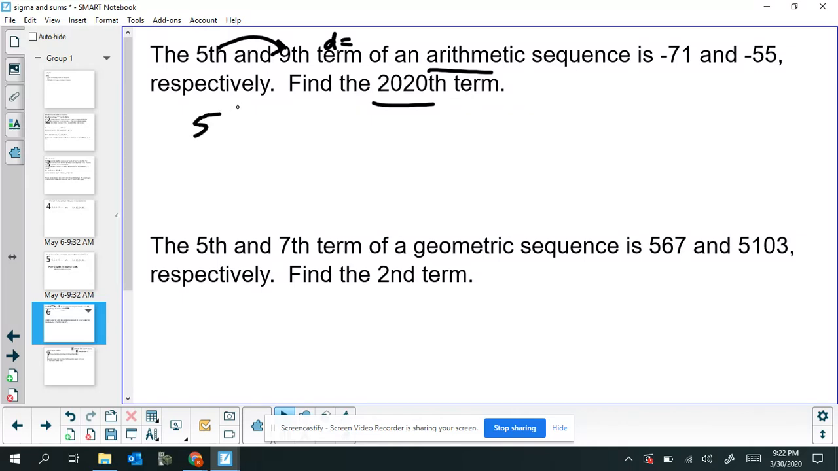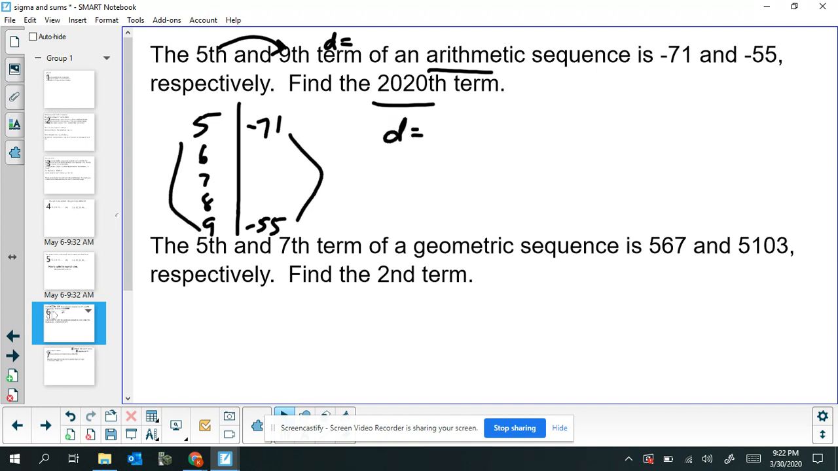Let's make a quick table. The fifth has -71. 6, 7, 8, then 9. And at the ninth term, we're at -55. And so let's see if we can figure out what the common difference is in this particular case. -71 to -55 over a difference of 4 steps. Looks like 4 is the difference.